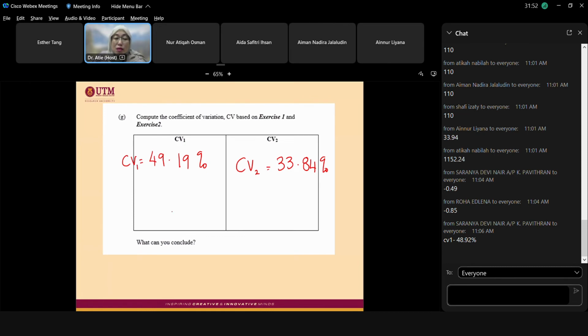So how can we conclude based on our answers? Remember the tips, the lower the CV, the more consistent. So we can see that data set number 2 is more consistent, since the CV is lower, right? So that's how you make your conclusion. Okay, for those who missed this one, it is on page 33.